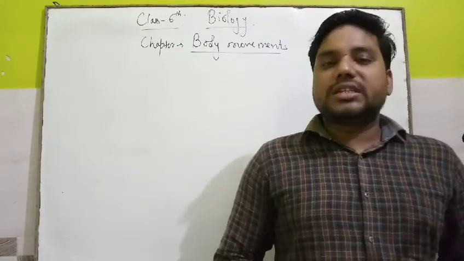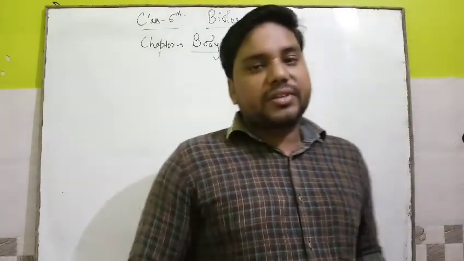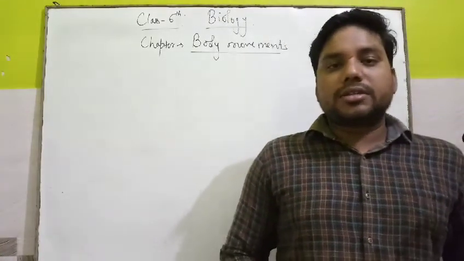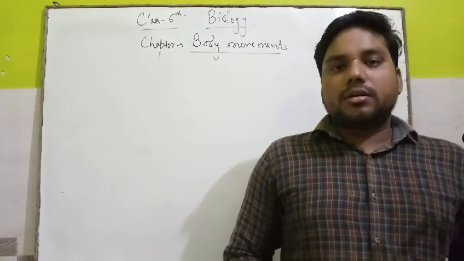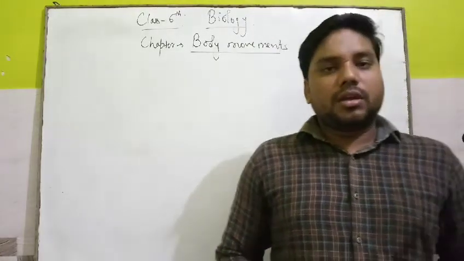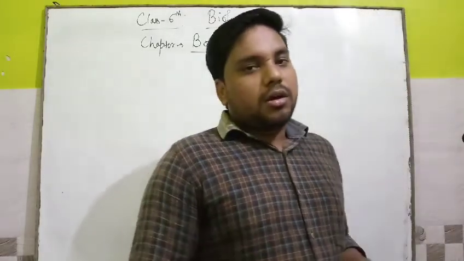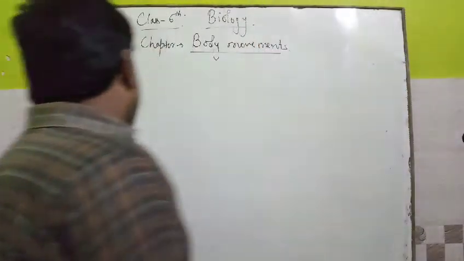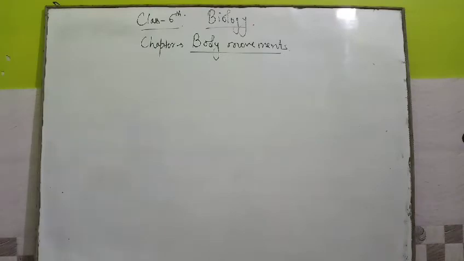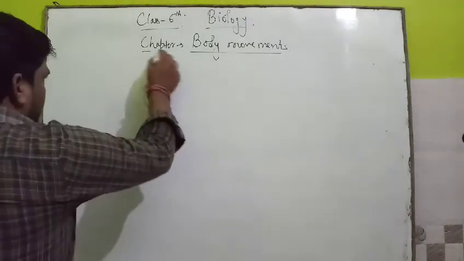Now today we are going to discuss the next topic of the chapter Body Movement. In the previous class we had discussed the ball and socket joint. Today we are going to discuss the next topic, that is the pivot joint, or we can say pivotal joint. Clear? So first you write pivotal joint.